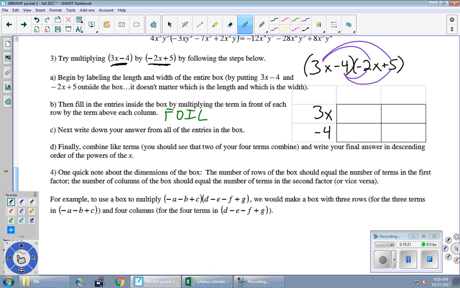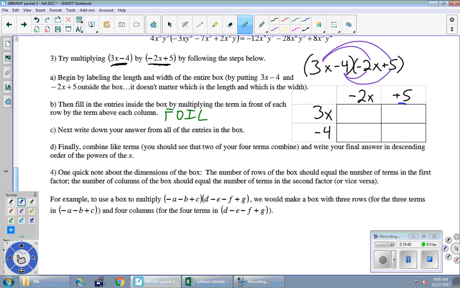And then across the top, negative 2x and positive 5. It's totally okay if you would put those things in the other order. You know, the other thing on the column, negative 2x plus 5, could be on the left, 3x minus 4 on the top, doesn't matter. Okay, and our job is to figure out the area of each of these 4 rectangles.